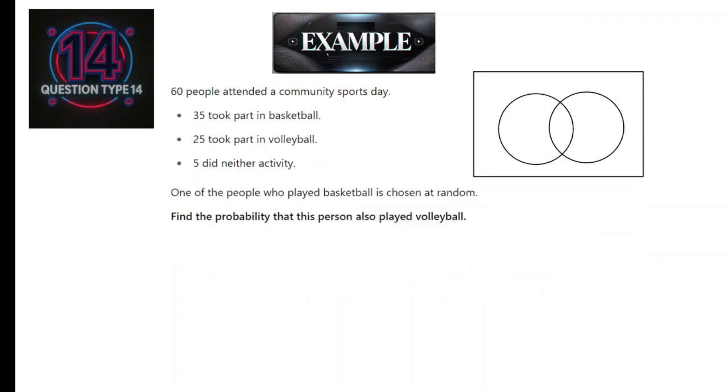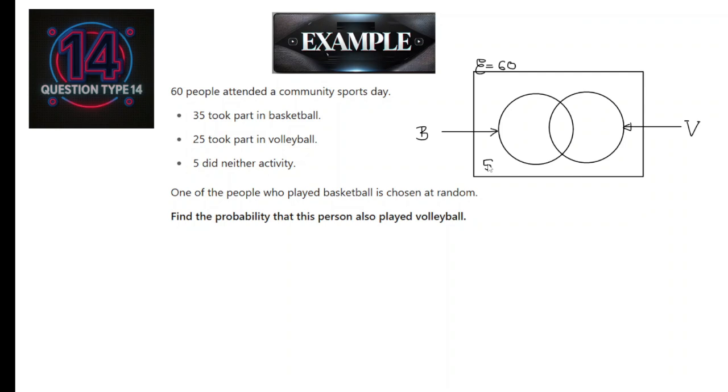Let's complete the diagram. 60 people attended the community sports day. So I know the total number of people attended is 60. 35 of them took part in basketball. So let's say this one here shows the number of people who took part in basketball. 25 of them took part in volleyball. Now here is the number of people who took part in volleyball. 5 did neither. So we know outside we put 5.